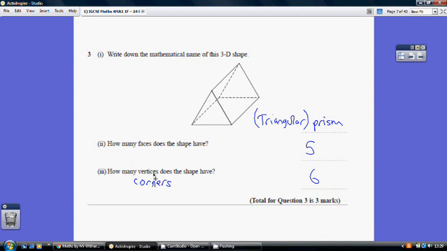Part 3, how many vertices does the shape have? Well, vertices means corners. Well, it's got 3 corners on one end, 3 corners on the other, so that's 6.